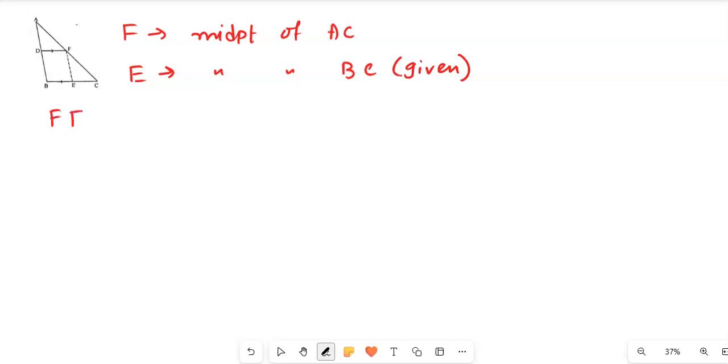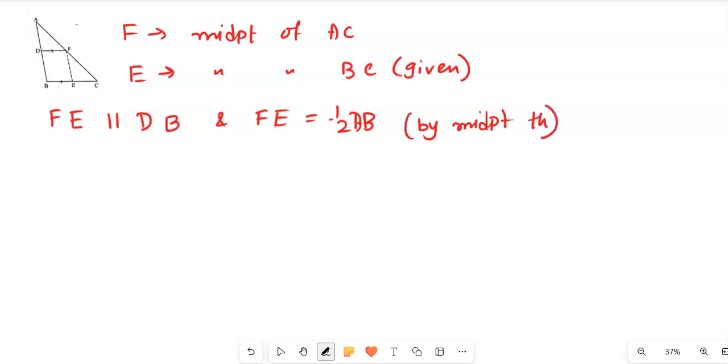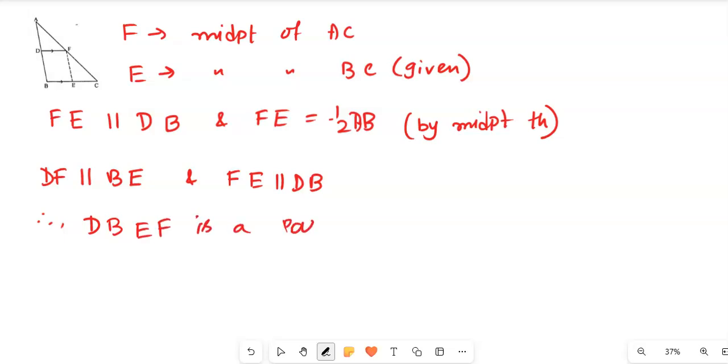Therefore, FE must be parallel to DB and FE is half of DB. This is by midpoint theorem. So we got DF parallel to BE and FE parallel to DB. Therefore, DBEF is a parallelogram.